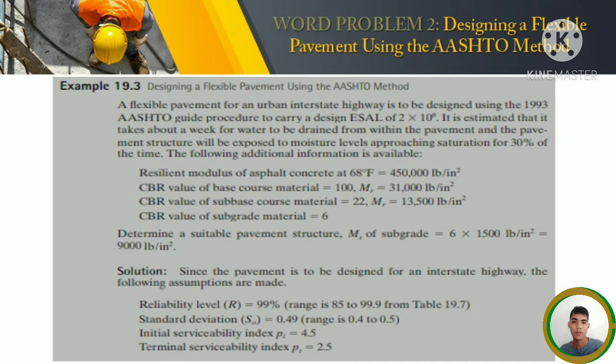Since the pavement is to be designed for an interstate highway, the following assumptions are made. For the reliability level, we have 99%, that is for the range 85 to 99.9 from table 19.7. The standard deviation we have is 0.49. The range is 0.4 to 0.5, also from the table for flexible pavement. Initial serviceability index, we have 4.5, and the terminal serviceability index is 2.5.